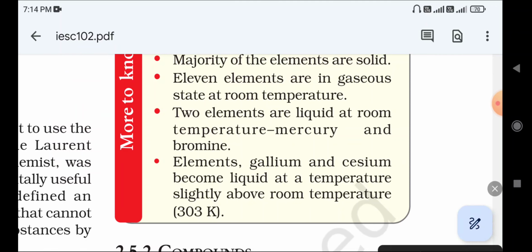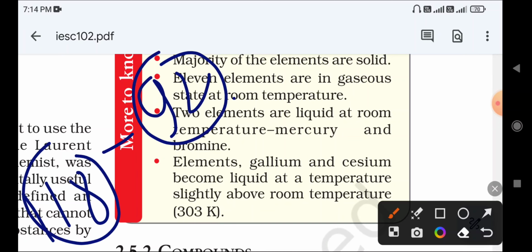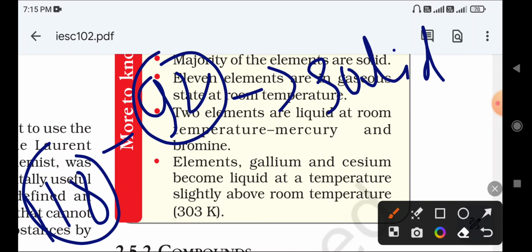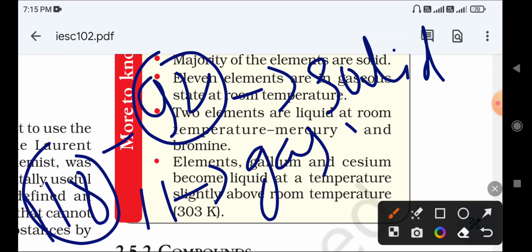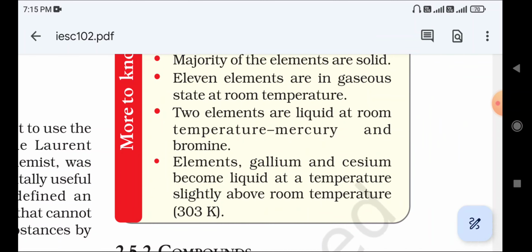Okay, total 100 elements, of which 92 are naturally occurring, right? Majority of them are what? Solid, correct? Most of them are solid only. 11 elements are there such that they are in the gaseous state at room temperature. Remember that. 11 elements are in the gaseous state at room temperature. Understood? Okay.